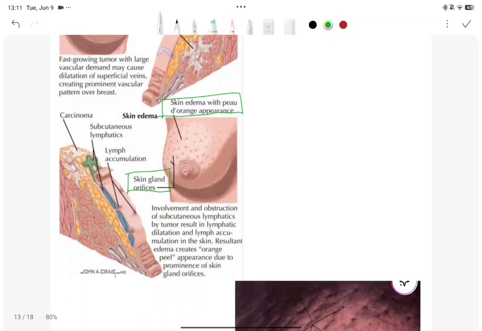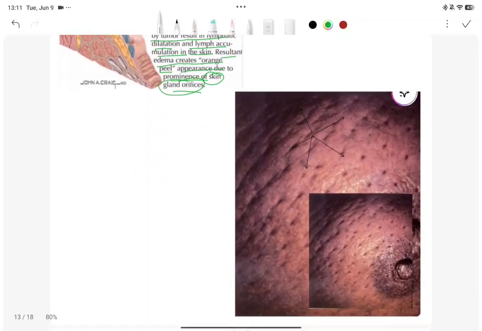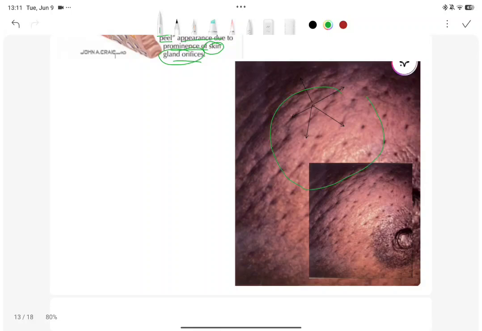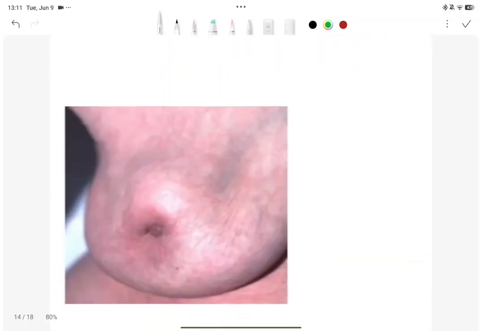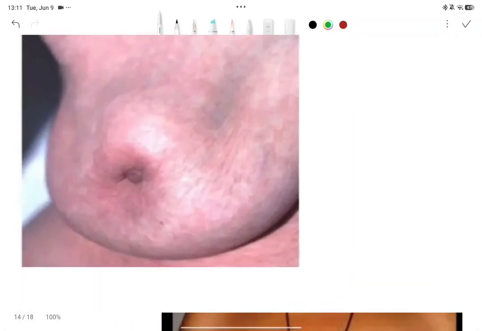and there will be skin edema with the peau d'orange appearance. There are skin gland orifices and lymph accumulation, and there are subcutaneous lymphatics. This is carcinoma, and involvement and obstruction of the subcutaneous lymphatics by tumor result in lymphatic dilatation and lymph accumulation in the skin, resulting in edema. This creates the orange peel appearance due to the prominence of the skin gland orifices. This is a retracted nipple.